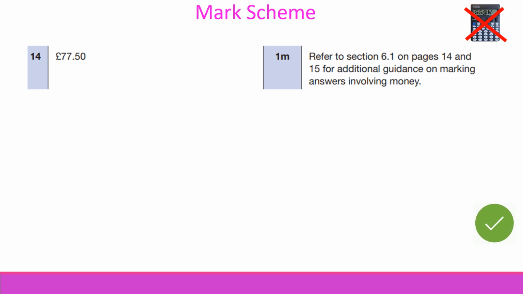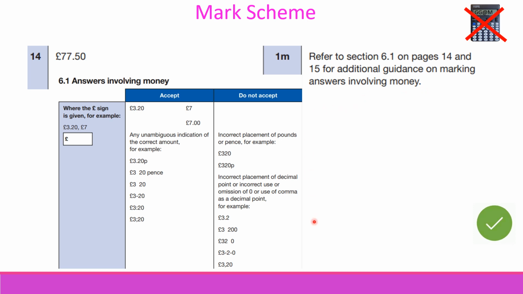The mark scheme on this question says the answer is £77.50. Now it says refer to section 6.1 on page 14 and 15 for additional guidance for money. So this is the additional guidance that is given.